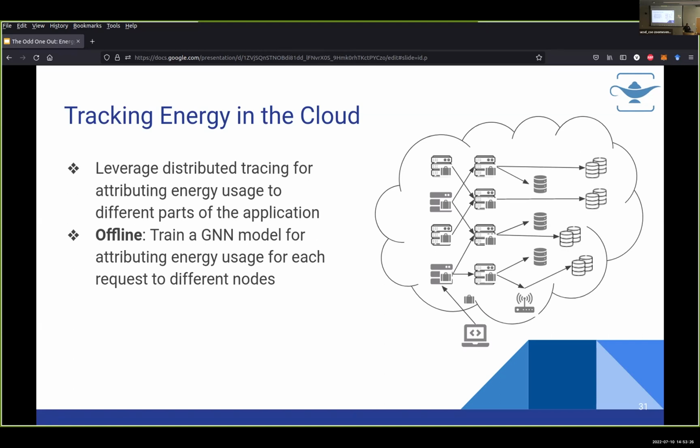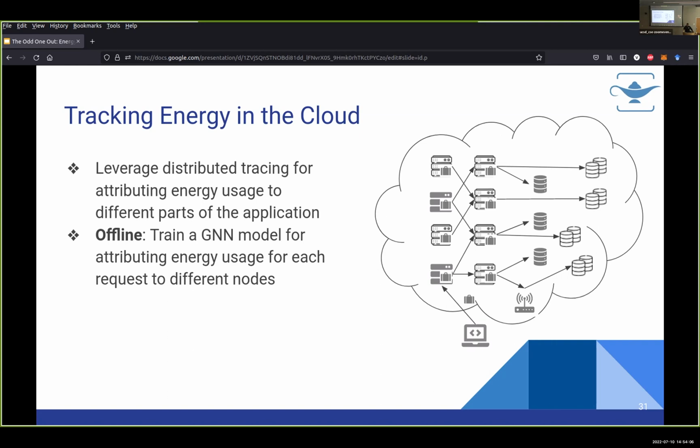So now we have our training data. What exactly is the model that we are looking at? Because the tracing data itself is graphical in nature, we chose a graph neural network, because it allows us to operate on this graphical tracing data and attribute how much energy was used at different nodes in the tracing graph itself. So it gives us this attribution in the distributed heterogeneous setting that we have been looking for.